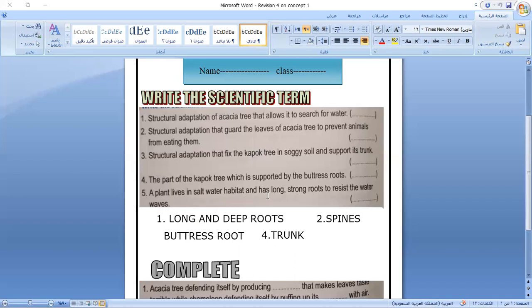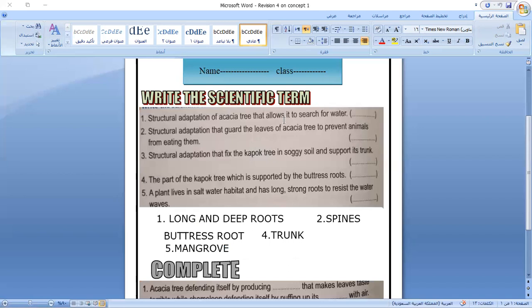Number 5, plant that lives in salt water habitat and has long, strong roots to resist the water waves. Which plant we have studied can live in salt water habitat? Of course, we studied a plant called mangrove. Very good. Number 5 will be mangrove tree. Mangrove tree can live in salt water and it has long roots which resist the water waves.